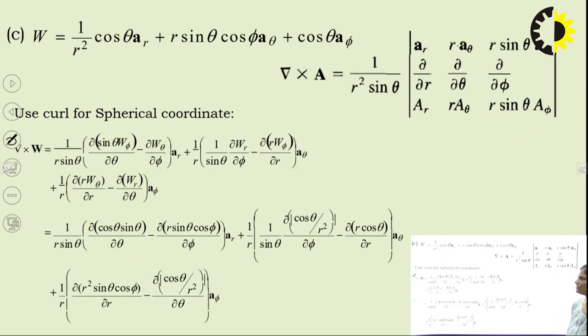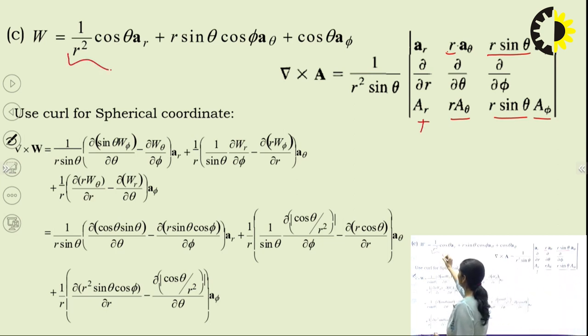Now, the third part, this is in spherical coordinate. Now, W is equal to 1 upon r square cos theta unit vector of r plus r sin theta cos phi unit vector of theta plus cos theta unit vector of phi. And this is the formula for curl in spherical coordinate: 1 upon r square sin theta, unit vector of r, theta, phi, del upon del r, del upon del theta, del upon del phi, a r, r a theta, r sin theta a phi, and here also you have to multiply r in unit vector of theta and r sin theta in unit vector of phi. So here put all these values, a r is equal to what? A r is equal to this one.